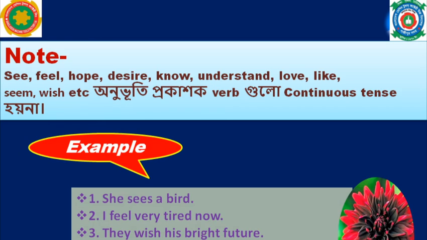You have a special note, stative verb. Stative verbs, see, feel, hope, are not action verbs. It's called stative verb: see, feel, hope, desire, know, understand, love, like, seem, wish, etc. And they don't make continuous tense. Just sense, she sees a bird, not she is seeing a bird. Feel, wish, like. Continuous form will not be constituted here.